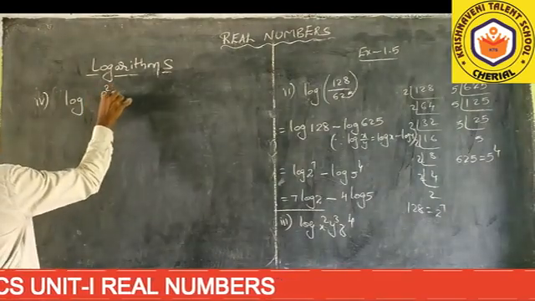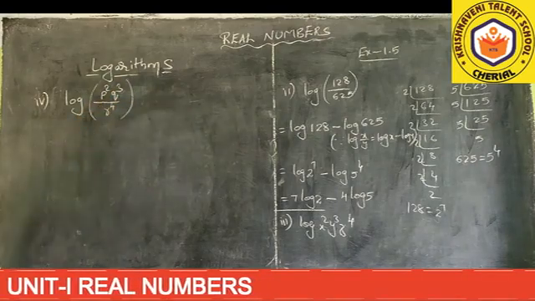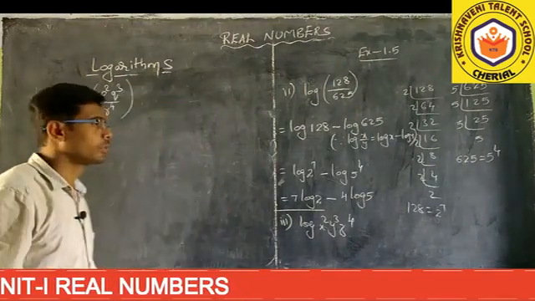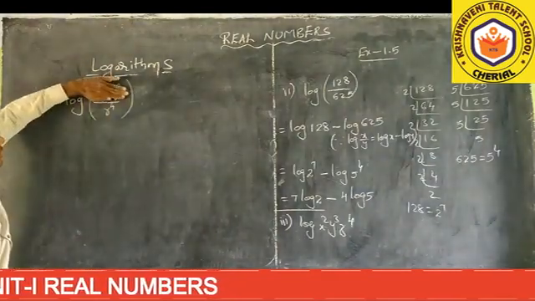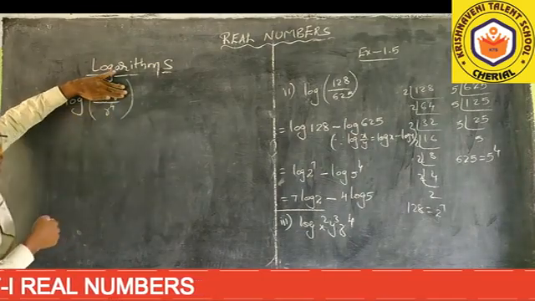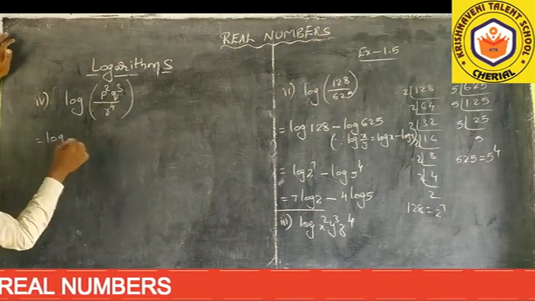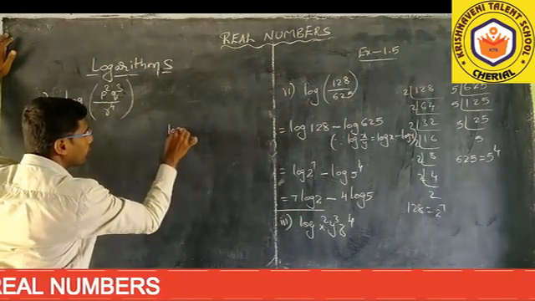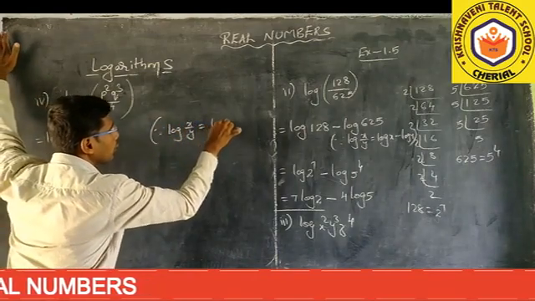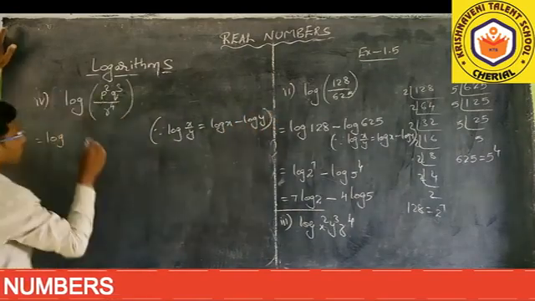Log p square q cube by r to the power of 4. Here he has given the problem, and now he is asking us to expand. So first, assume that the numerator has only one number. Now if you observe properly, this is in the form of log x by y. Log x by y equals log x minus log y.